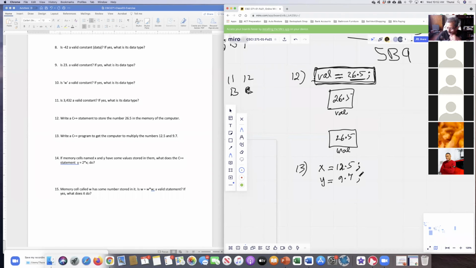Now you need to say multiply X and Y, the two memory cells X and Y. You do that by writing X.